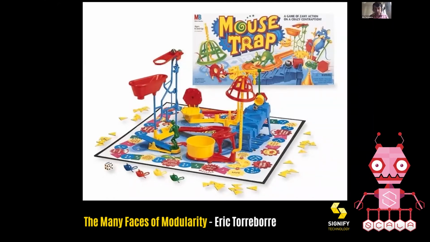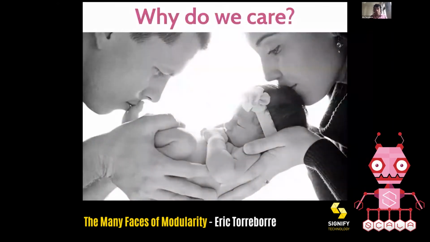So today I want to talk about things that make life easier, and in particular modularity. And why it's important to have modularity in our systems, to have components or modules, whatever you call them, and how they can make our life easier. So why do we care about modularity and modules? I think there are many reasons why we care, or should care.